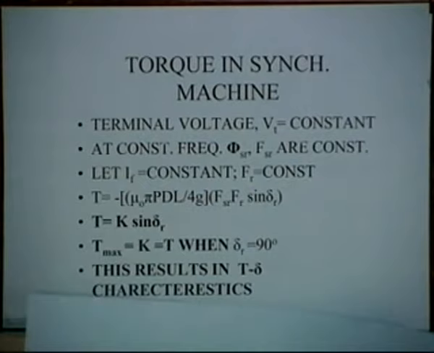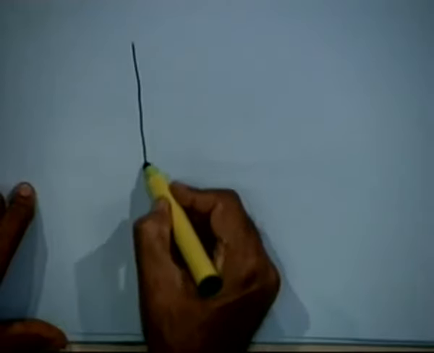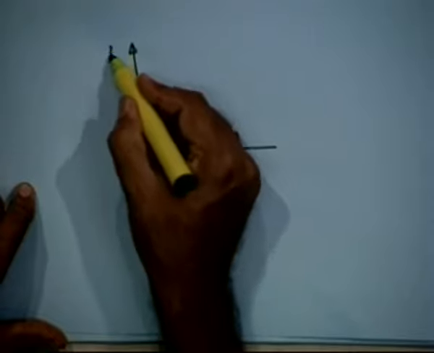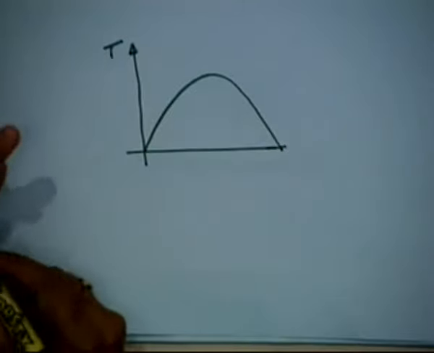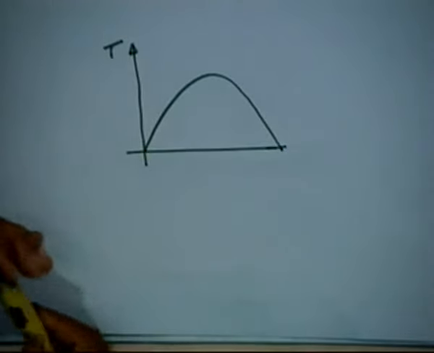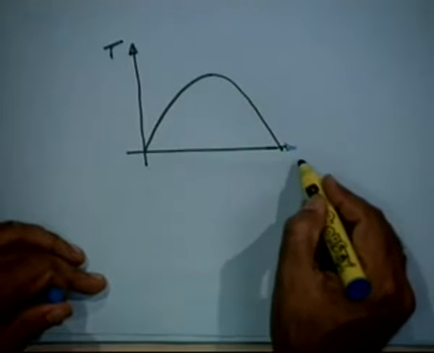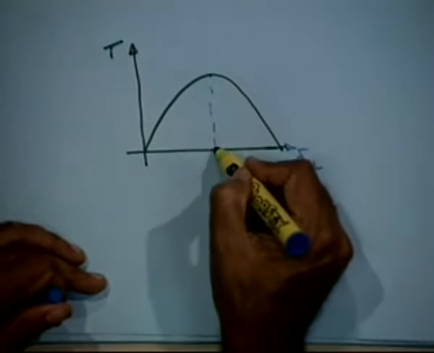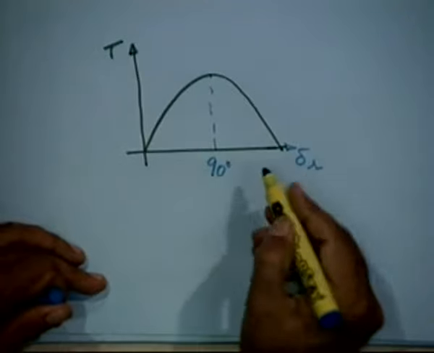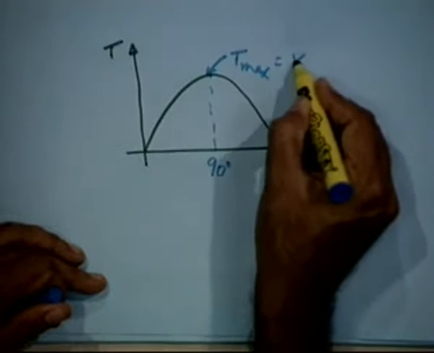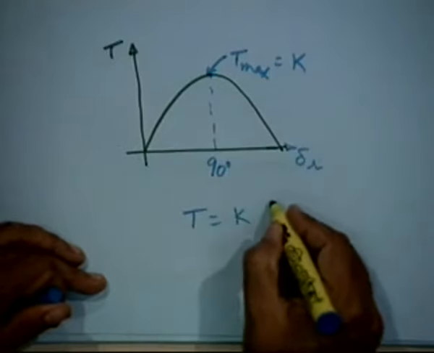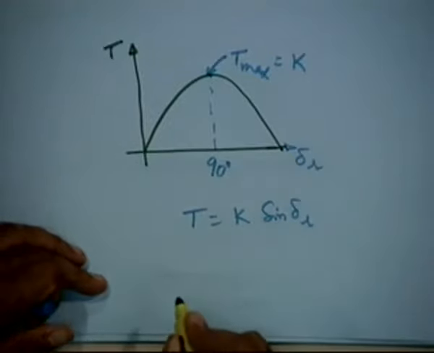So we can write down that in a synchronous machine the torque will be varying with delta. This is one important thing. When delta R is 90 degrees, this is the torque which is torque maximum, which is also equal to K. So we say torque is equal to K times sin delta R.